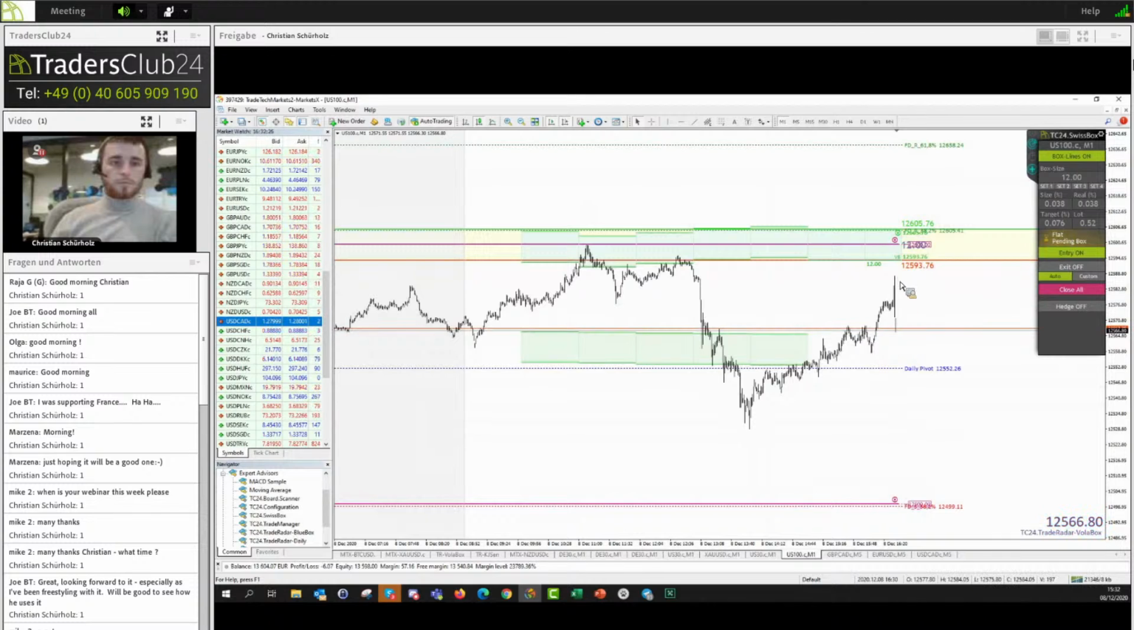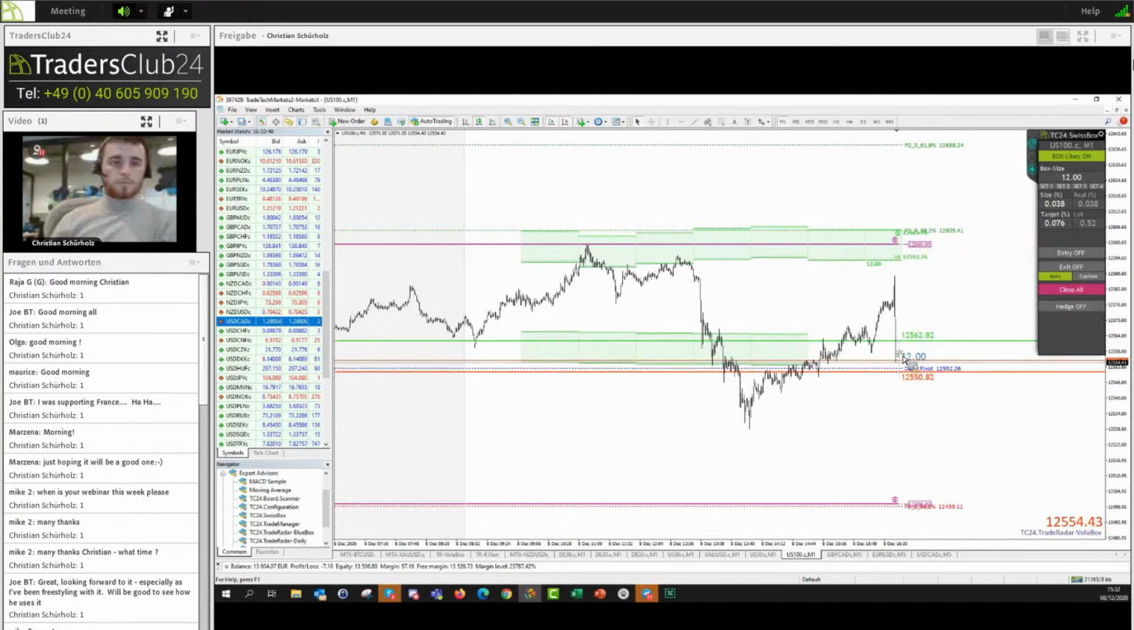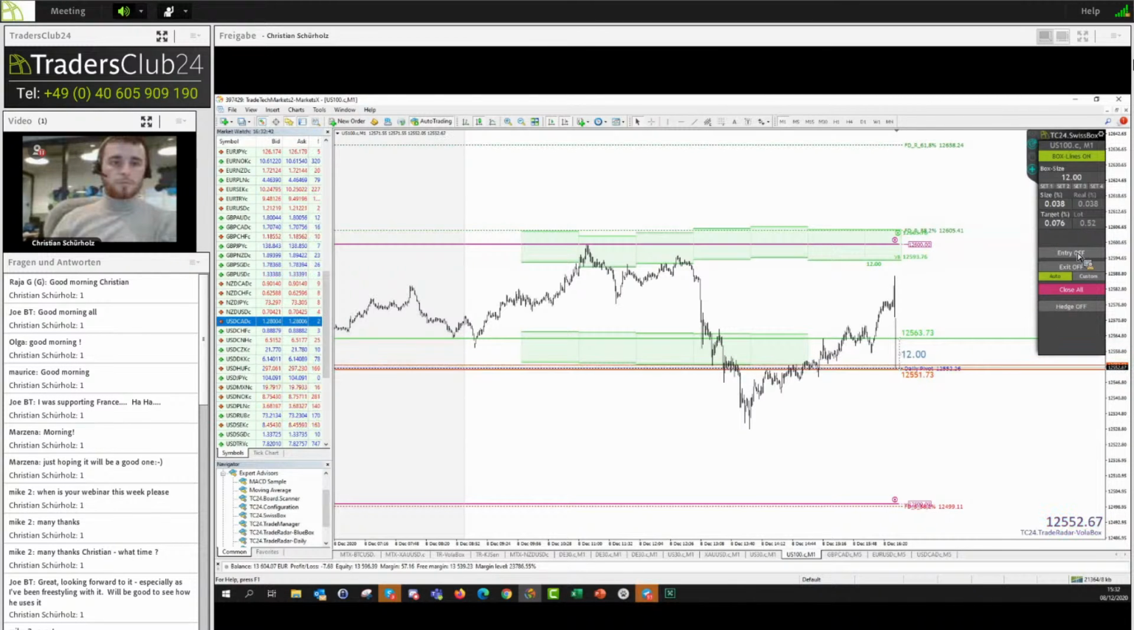Typical Nasdaq, almost reached up towards our vola box, but not quite. And we've seen a very sharp fall down here. Very unlucky. Could have placed this box here on the daily pivot as its support.